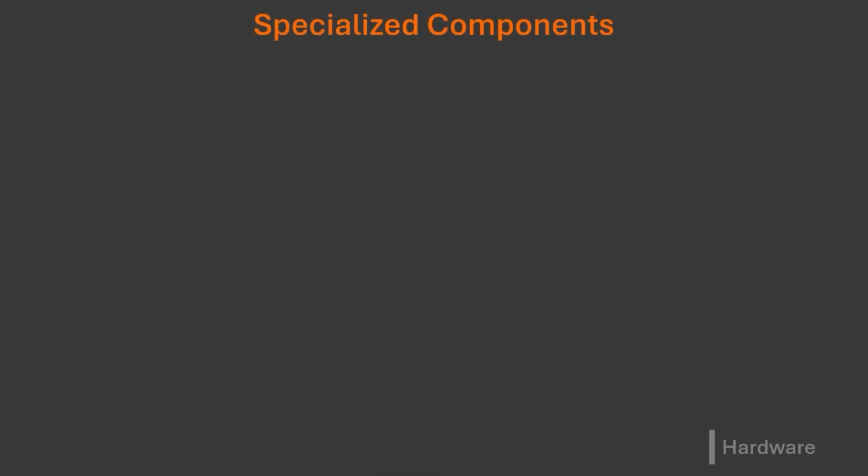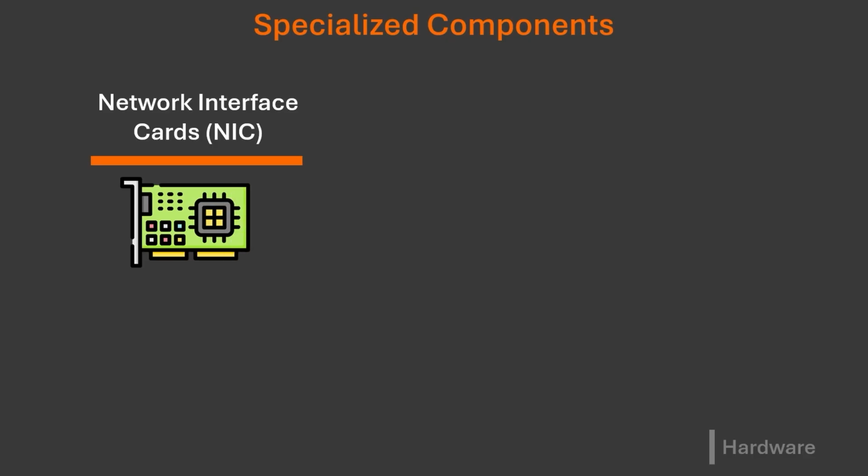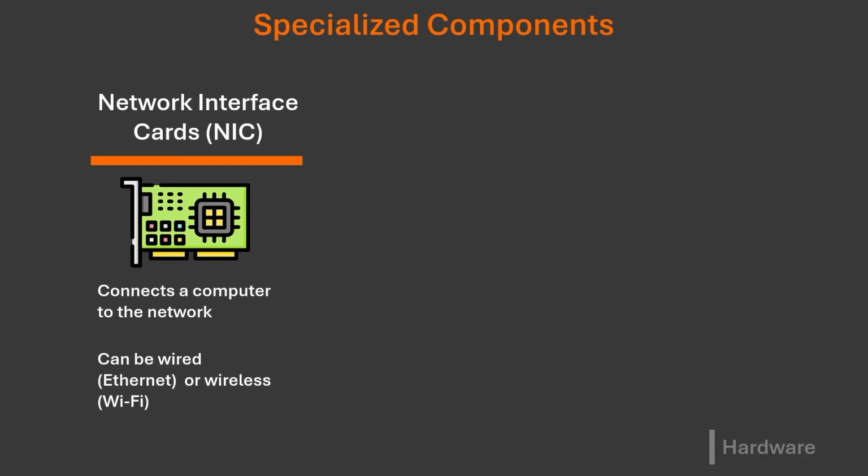Network connectivity is essential for modern business operations, enabling communication, data sharing, and access to remote resources. A network interface card or NIC is a hardware component that connects a computer to a network, allowing it to access the internet and communicate with other devices. NICs can be wired or wireless and are critical for both personal and enterprise systems.